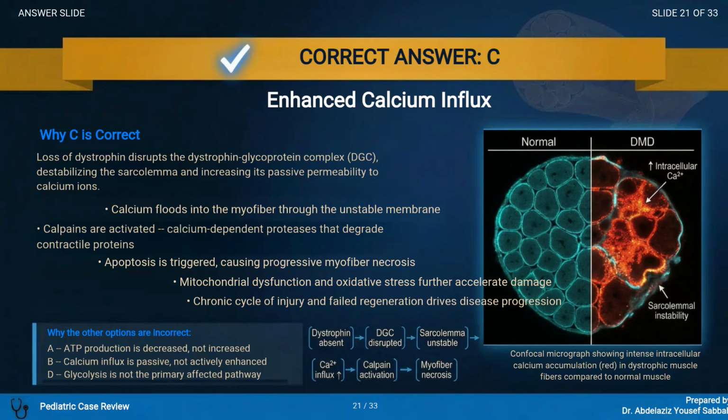Apoptosis is triggered, causing progressive myofiber necrosis. Mitochondrial dysfunction and oxidative stress further accelerate the damage. This creates a chronic cycle of injury and failed regeneration that drives disease progression.